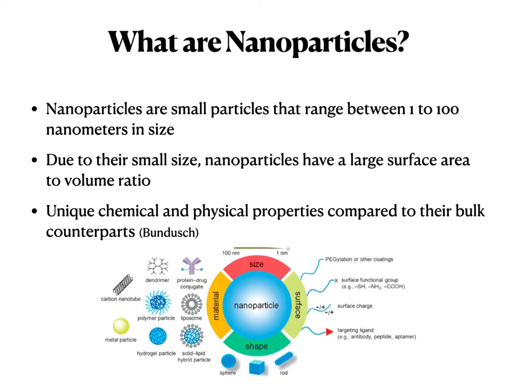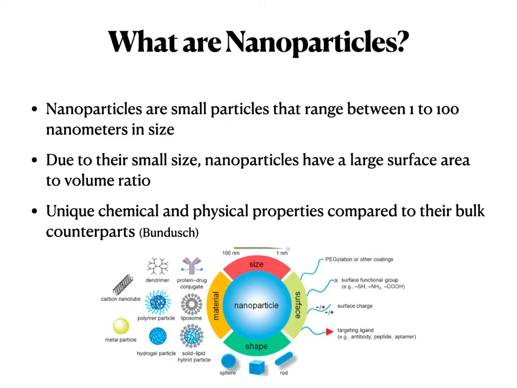What are nanoparticles? So, nanoparticles are defined as any material with a dimension between 1 and 100 nanometers. So, because of this, and due to their small size, nanoparticles have a large surface area to volume ratio, and they possess unique physical and chemical properties.